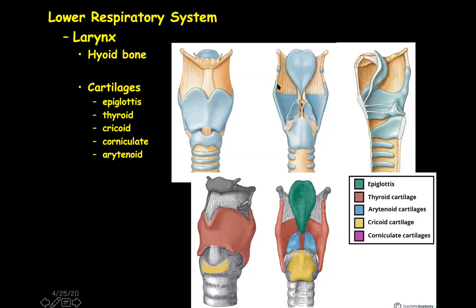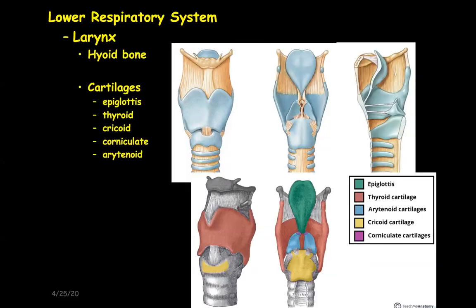You can also see the epiglottis, that sort of spoon or horseshoe-shaped elastic cartilage that projects superior to the glottis. The glottis is the opening into the larynx, and the epiglottis functions to cover the glottis during swallowing of food, and that prevents ingested particles from entering into the respiratory system.